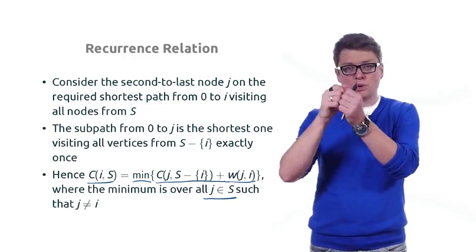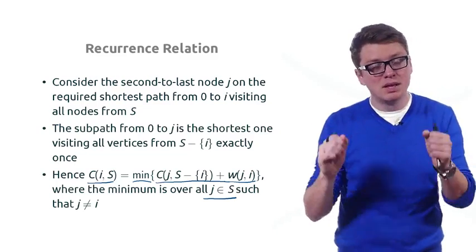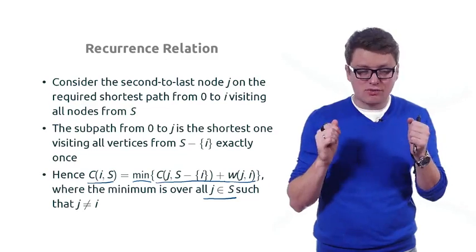Okay, this is what we pay for the last step. And we just take the minimum such value, and this is the value of C of IS.